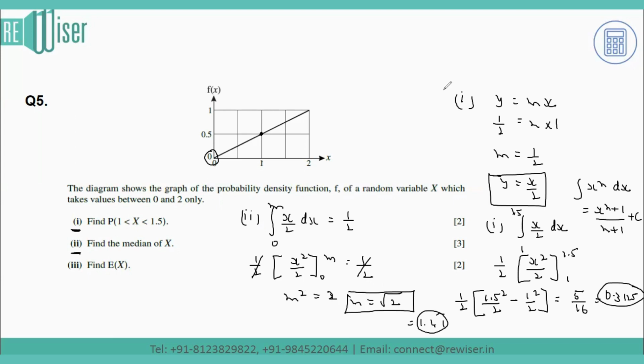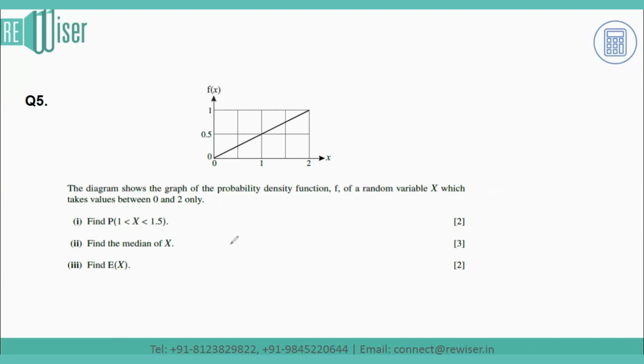Now moving on to the third part of the question, it says find the expected value E(x). The expected value formula, for the function ranging from 0 to 2, is the integral of x times f(x) dx. Our f(x), as we have already found, is x/2. I place that value here, so I am integrating from 0 to 2, x into x/2, which is my f(x) value.